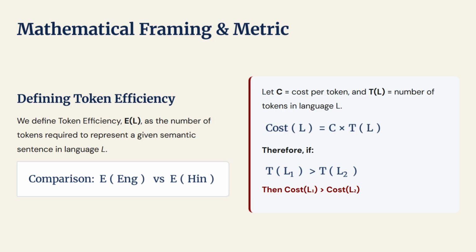Moving to mathematical framing and metric. To formalize this, the study defines tokenization efficiency E(L) as the number of tokens required to represent a given semantic sentence in language L. If C is the cost per token and T(L) is the token count, then the cost of L equals C times T(L). The comparison we care about is E(English) versus E of some other language, let's say Hindi. If T(L1) is greater than T(L2), then the cost of L1 will be greater than the cost of L2. The math is pretty simple, but the implications are significant. This framing lets us quantify how much more expensive one language is relative to another language, given some meaning.